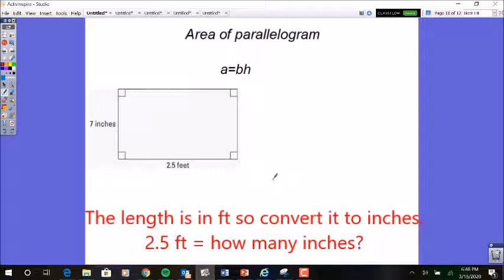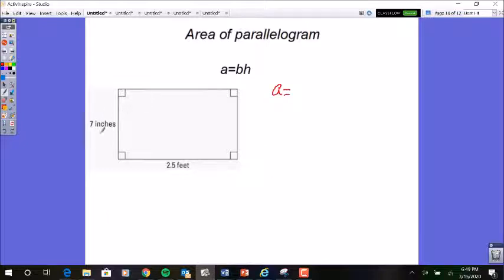Alright, so this time we just have a rectangle, and again it even has the right angles in there for you, so I want you to hit pause and actually do the area. So go ahead and give it a try and hit pause. I want to actually turn this into inches. So we have 2.5 feet here, and we have 7 inches here. So I'm going to turn this into inches.